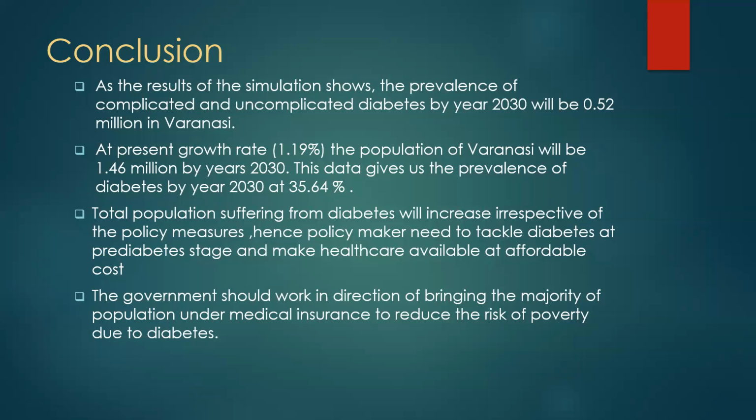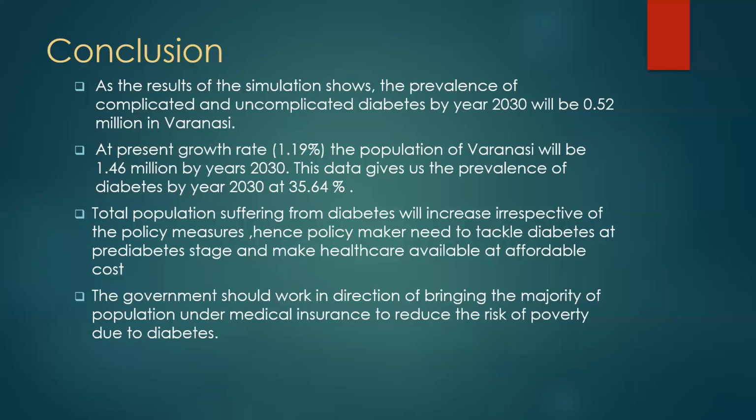Even 2 years it is getting delayed. And this is also one of the findings that even you are doing this much, that is not sufficient. Hence, policymakers need to tackle diabetes at a pre-diabetes stage. So only thing remaining is target diabetes at pre-diabetes stage. And if pre-diabetes stage you are targeting, then effect can come.